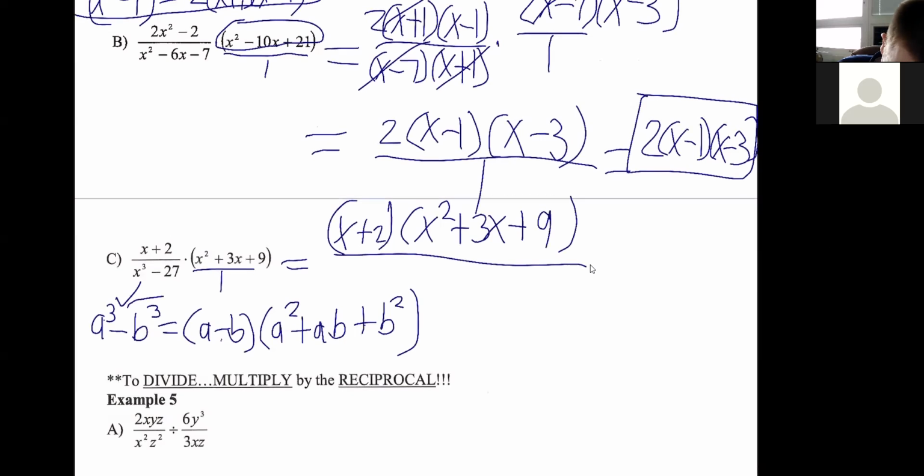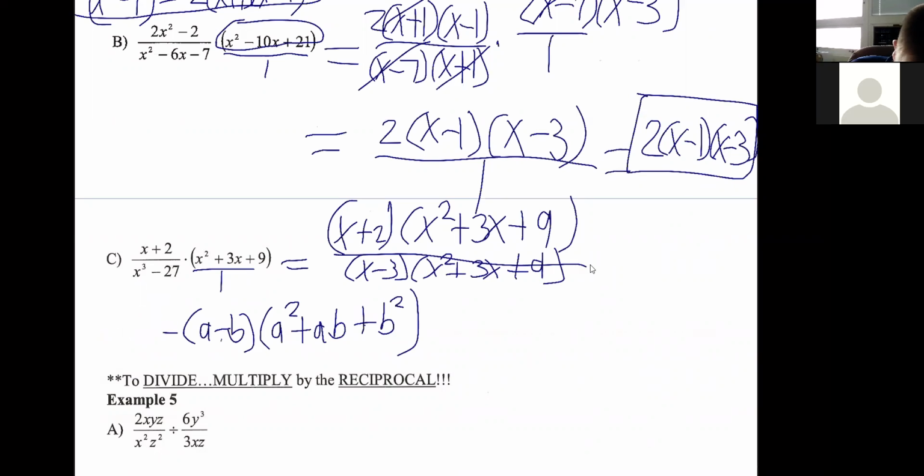So your A would be X, the perfect cube. So it'd be X, and then 27 is 3 cubed, so it'd be X minus 3. And then you would have X squared plus X times 3, that would be 3X. And then plus B squared would be 9. So actually you get the same trinomial from that SOAP formula.